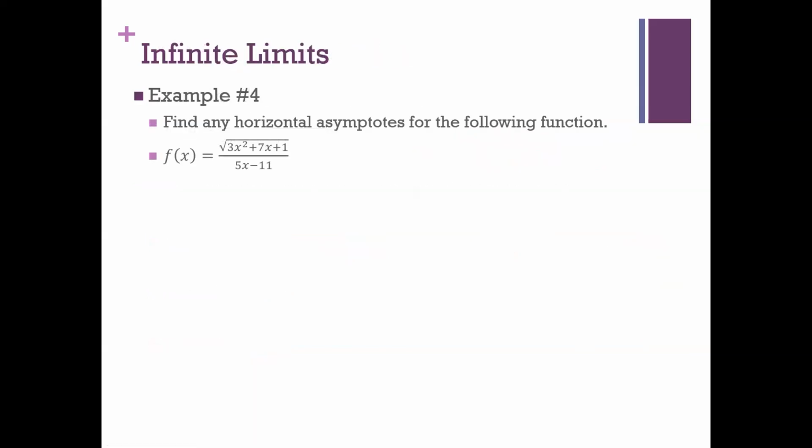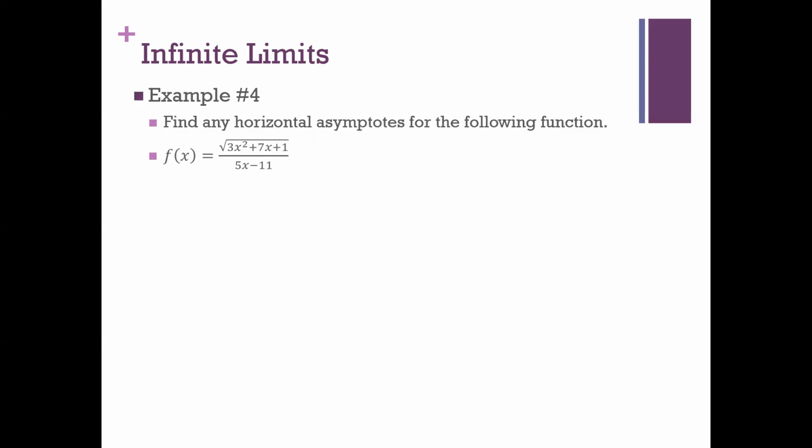So I want to find how many horizontal asymptotes there are for the following function. Is this a rational function? Is it a polynomial divided by a polynomial? It's not. So that square root messes everything up. I can't quite treat everything like I just did with polynomials, but the good news is I can still do a similar manipulation to what I just did.